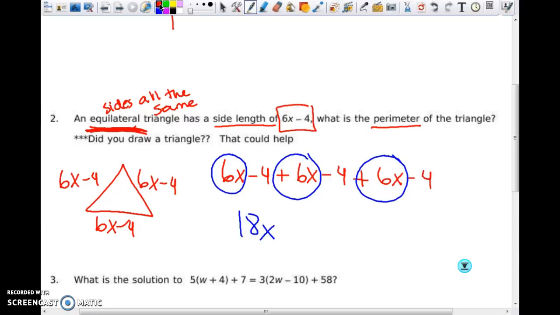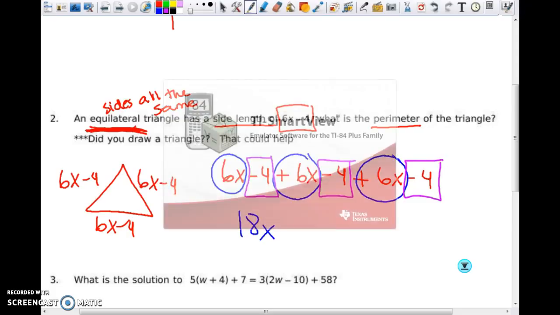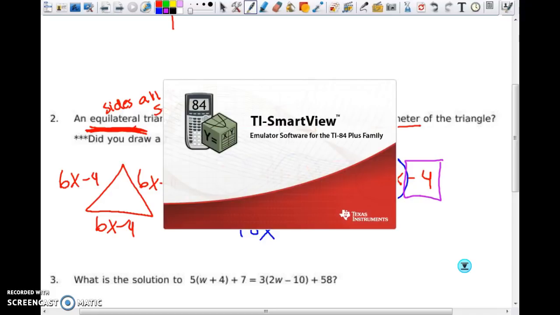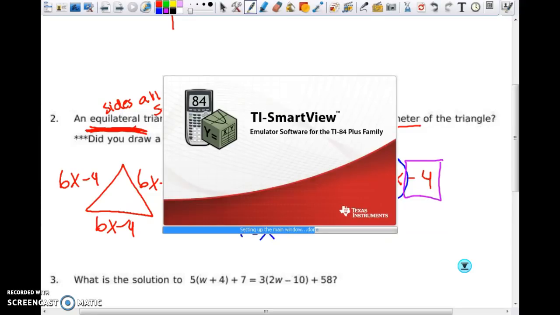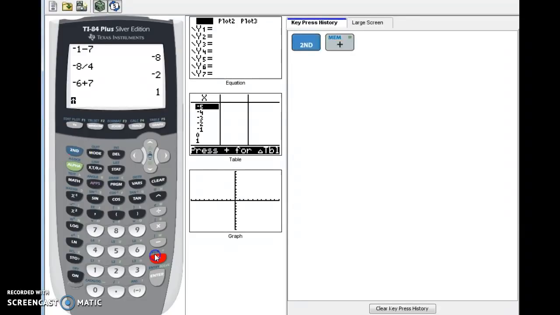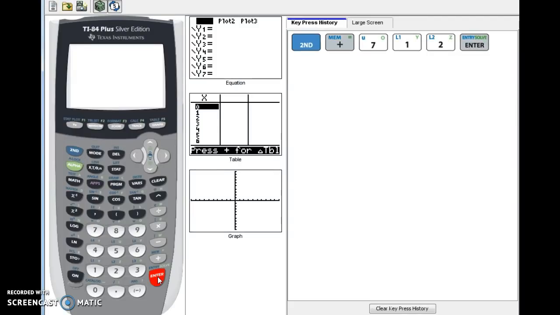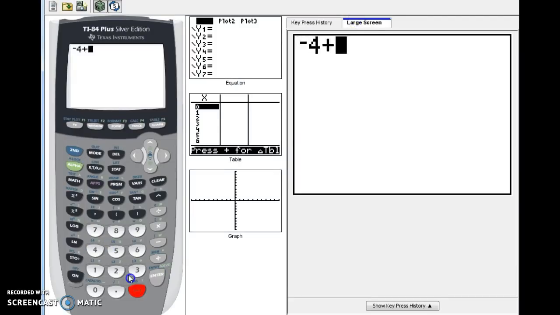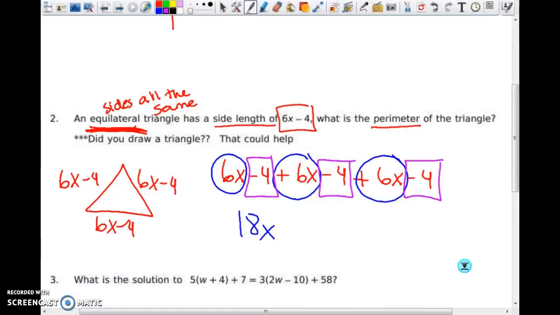And then, what is negative 4 plus negative 4 plus negative 4? Okay, so let me open up the calculator. For those of you who cannot do it in your head, we're going to do it on the calculator. Negative 4 plus negative 4 plus negative 4, and that gave us negative 12. So minus 12. Alright, so this would have been our answer.